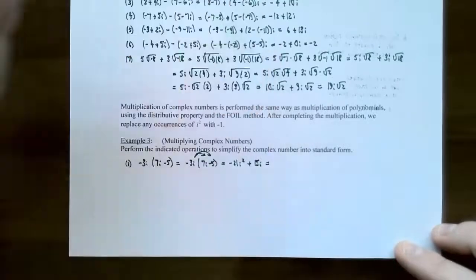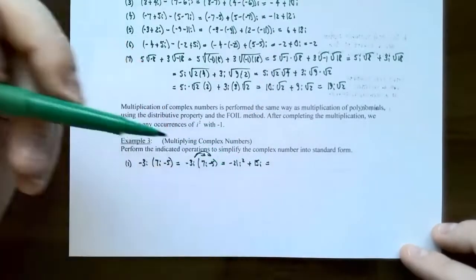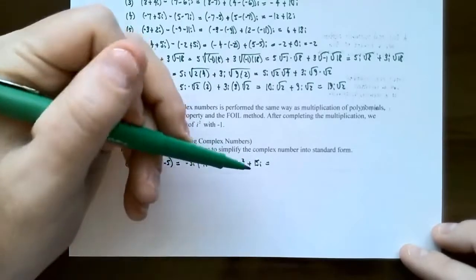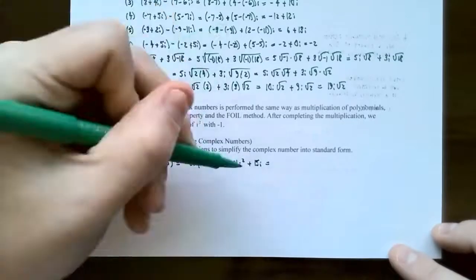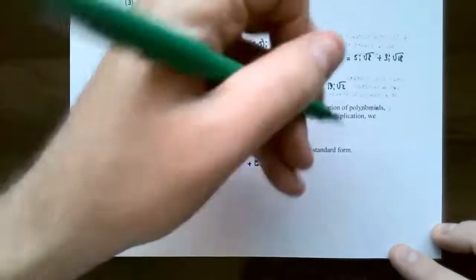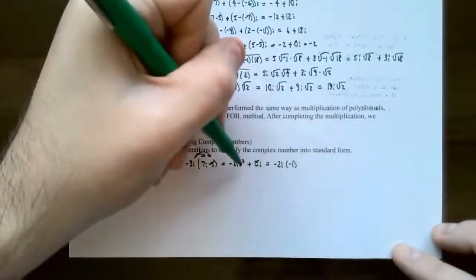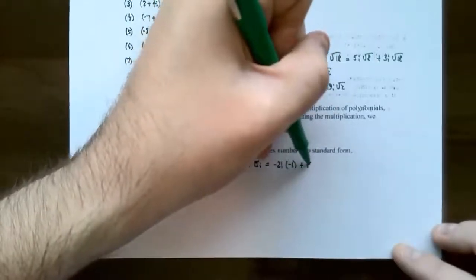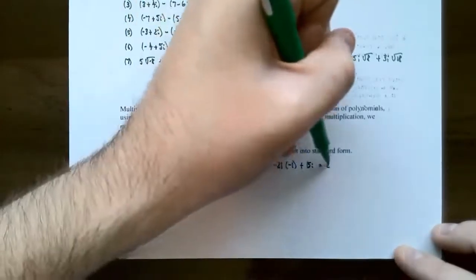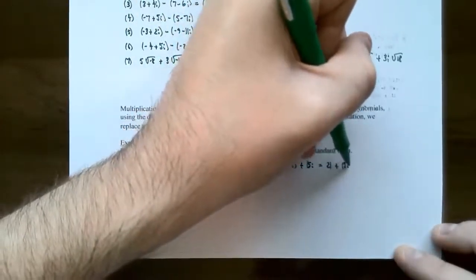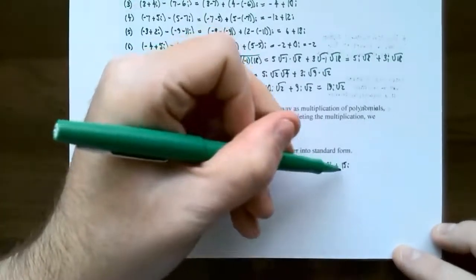Now this can be simplified because the answer needs to be in standard form. That means a real part and an imaginary part times i. There are no i squares in standard form. So i squared needs to be replaced with a negative 1, because that's what it's equal to. So negative 21 times negative 1 is the i squared, plus 15i. Negative 21 times negative 1 is 21, positive, plus 15i. And so that is now in standard form. Real part, imaginary part times i.